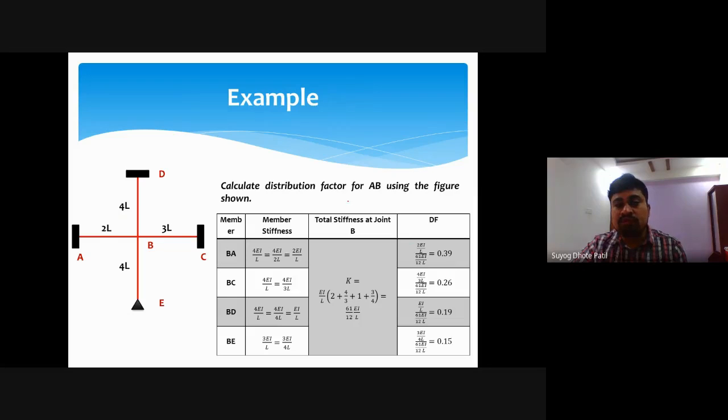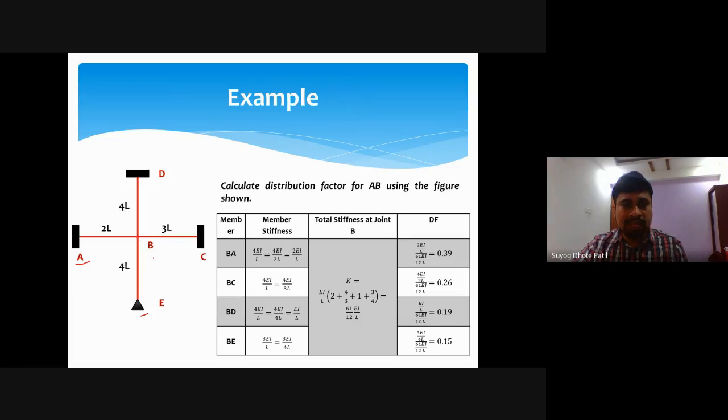Calculate the distribution factor for beam AB using the figure shown. This figure is a plane frame in one plane, with joints A, B, C, D, and E. Out of these supports, three supports, A, D, and C, are fixed, whereas support E is hinged.